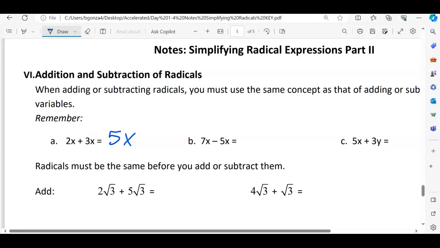Okay, same thing with b. If you're subtracting, 7x minus 5x is how many x? 2x. Okay. Now, c is kind of a trick question. If I have 5x plus 3y, what does that give me?